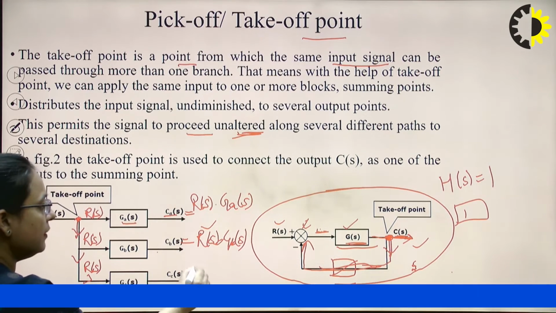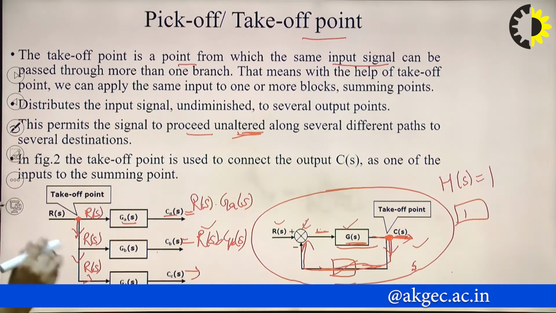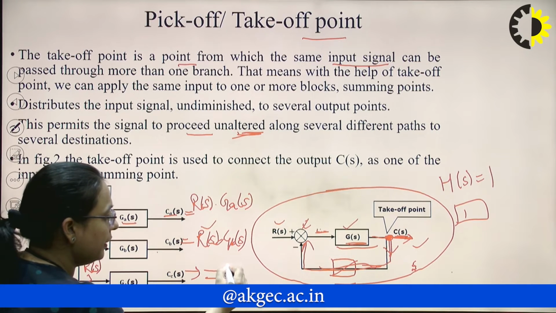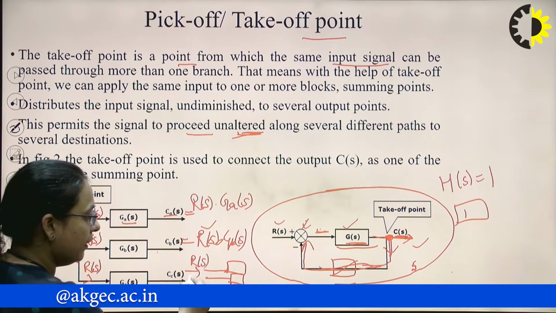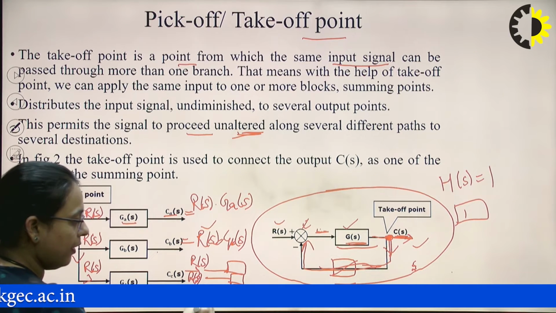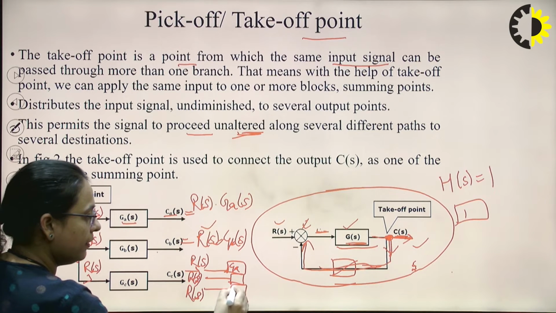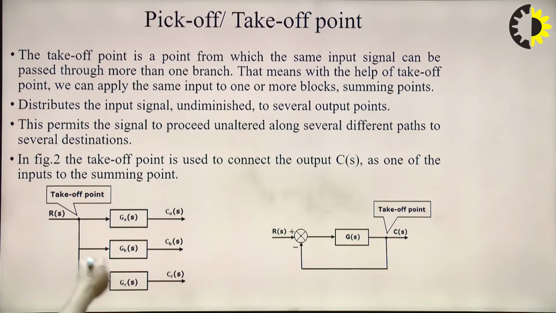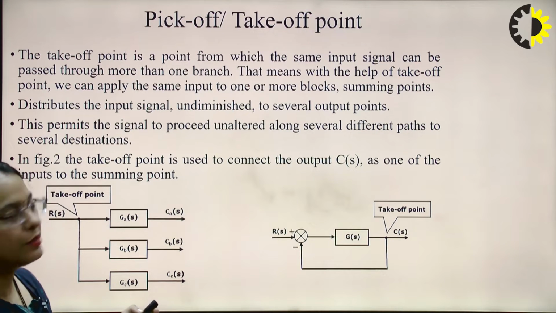And similarly, CCS will be RS into GCS. So the same point: instead of giving the same signal 3 times to 3 different blocks, RS to GAS, GBS and GCS, we can use the takeoff point, so that the same signal can be given to different blocks or different summing points.